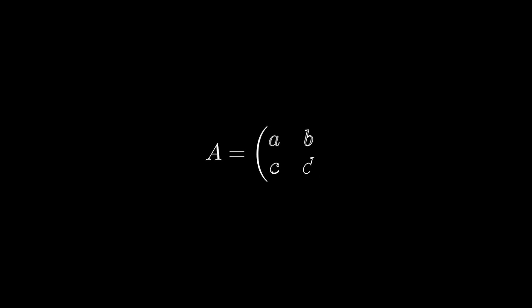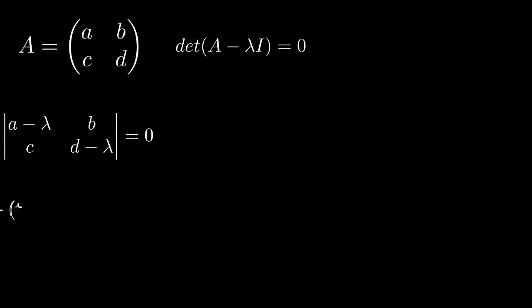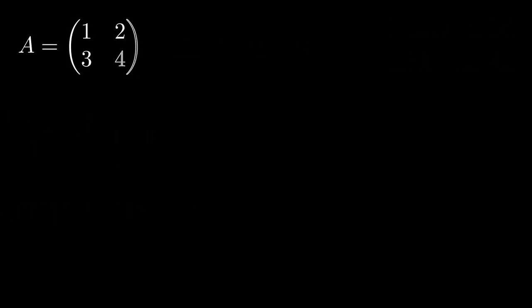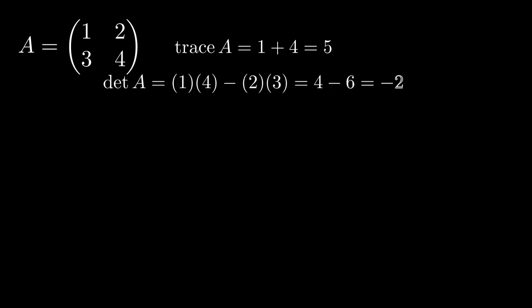Let's consider a simple example. Suppose we have a 2 by 2 matrix A with elements a, b, c, and d. The characteristic equation for this matrix is obtained by setting the determinant of A − λI equal to 0. This gives us the equation λ² − trace(A)·λ + det(A) = 0, where trace(A) is the sum of the diagonal elements of A, and det(A) is the product of the diagonal elements minus the product of the off-diagonal elements.